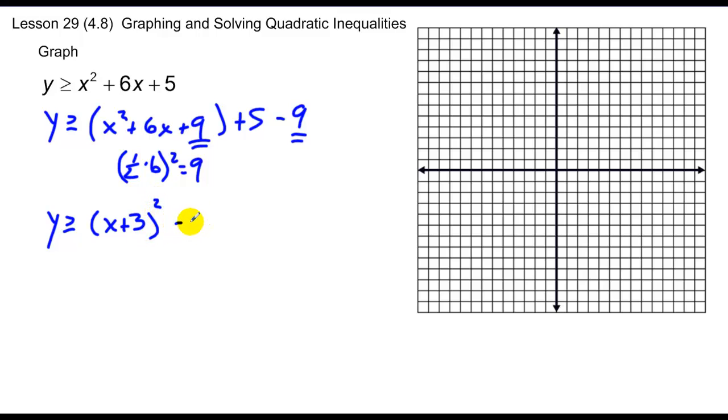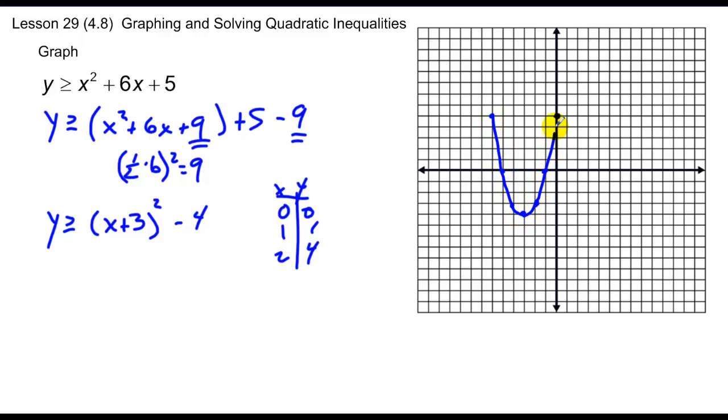squared minus 4. So I go over 3 in the negative direction and down 4. Put a dot, go parent function: 0, 0, 1, 1, 2, 4. And then go ahead and graph that.